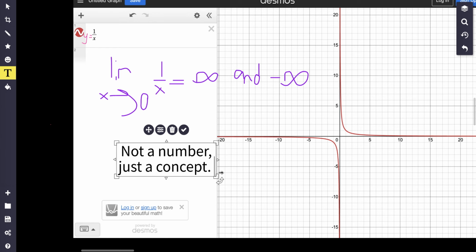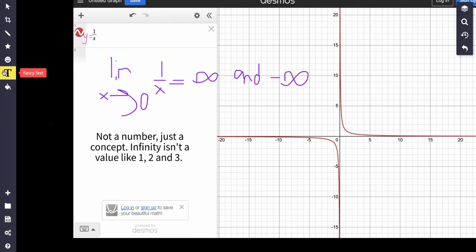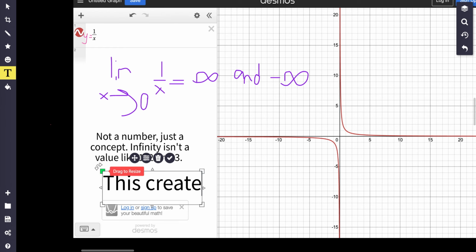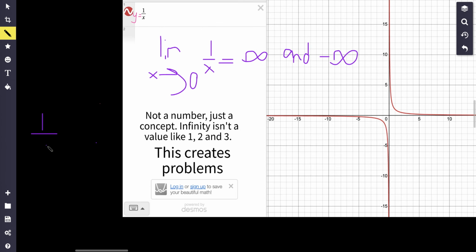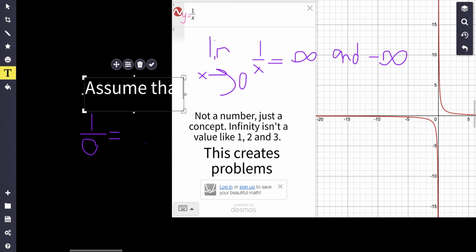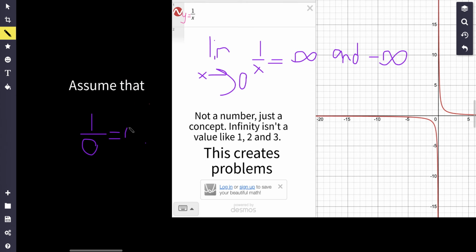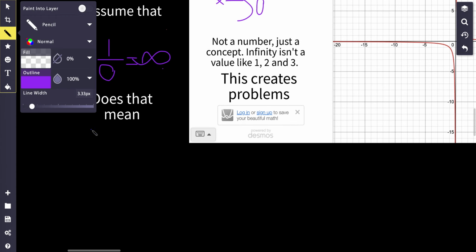It's just a concept. When you divide by numbers that are closer to 0, you get closer to infinity, but infinity itself isn't an actual real number. So if 1 divided by 0 is equal to infinity, then does that mean that infinity times 0 is equal to 1?